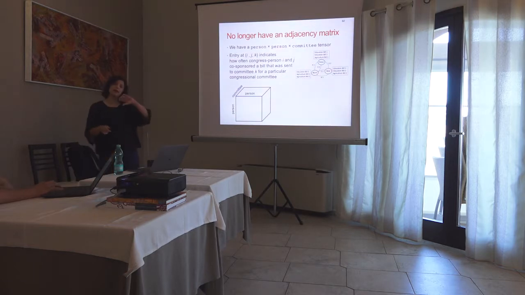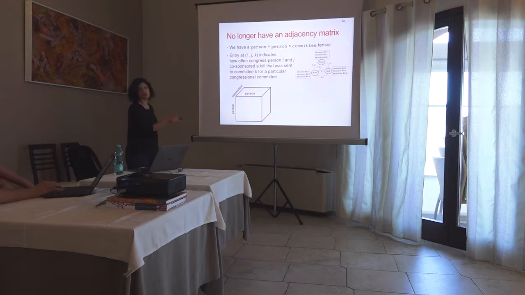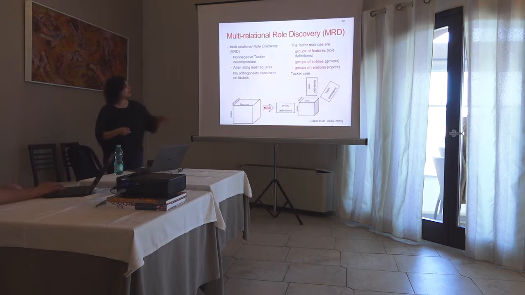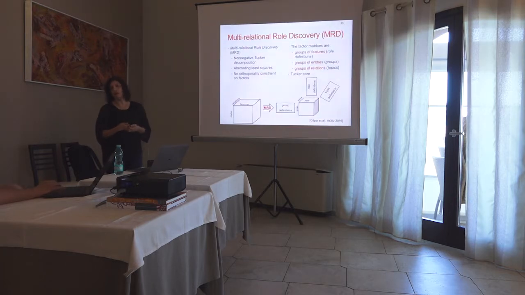So now, as opposed to having an adjacency matrix, I have this data cube where I have a person, and a committee. For example, this is the education committee, and I have the number of bills that this person and this person co-sponsored in this particular committee. And so what I want to do is factorize this and find the roles for it. I can do the same kind of procedure. In terms of recursive feature extraction, I'm going to do feature extraction on every co-sponsorship graph, and then use the intersection of the features that I find. So now I have my person feature committee. Now that I have it, what I can do is factorize it. As opposed to non-negative matrix factorization, we're going to use non-negative Tucker decomposition.